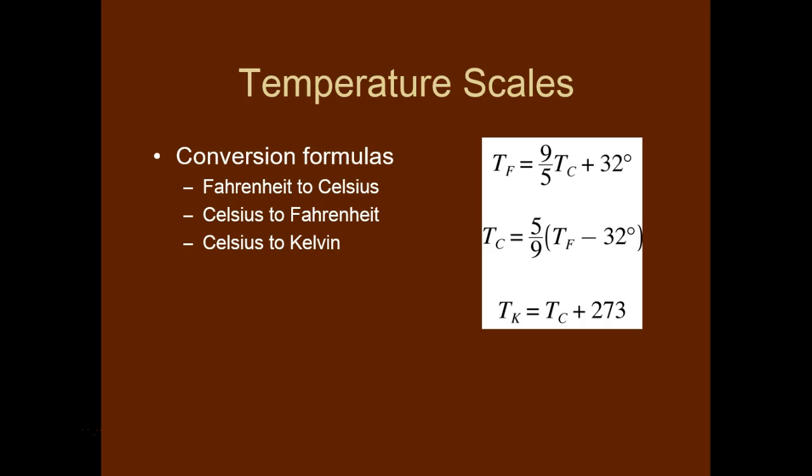And remember, this is that one, this is that one, this is that one. When you're going from Fahrenheit to Celsius, this is what you use. From Celsius to Fahrenheit, this is the one you use. And Celsius to Kelvin, that's the one you use. Now, if you don't mind memorizing equations, you can memorize them. But to me, it makes a lot more sense to figure out why they are what they are.